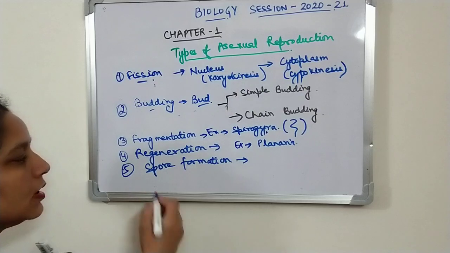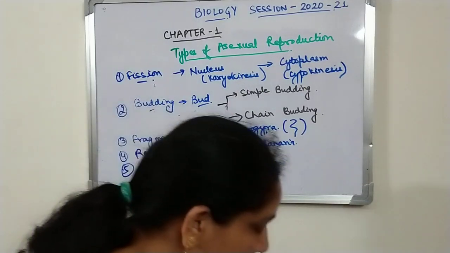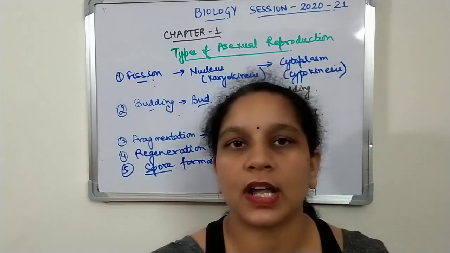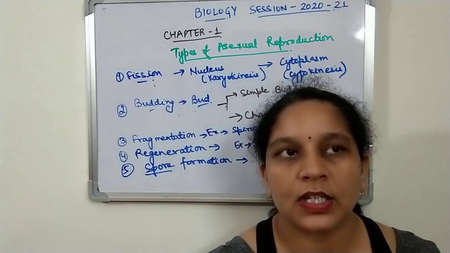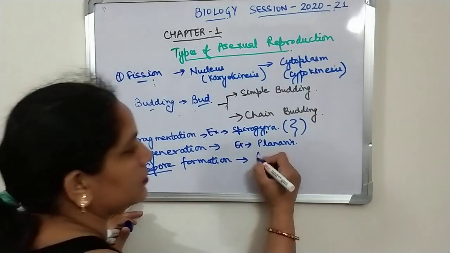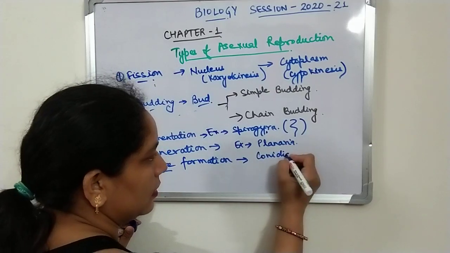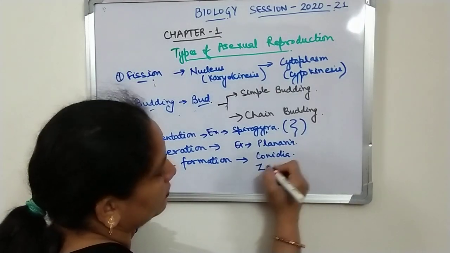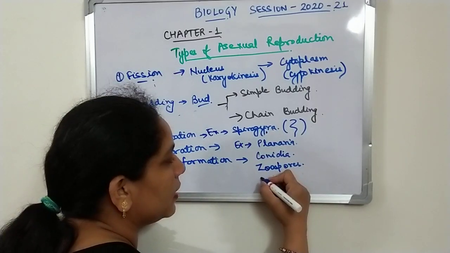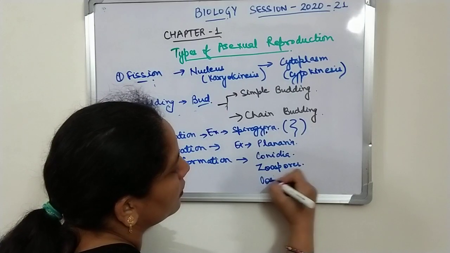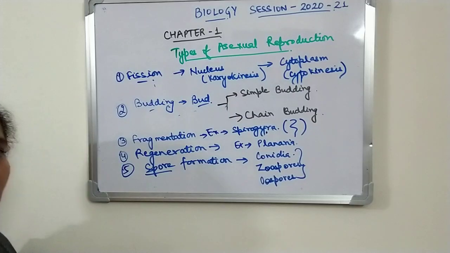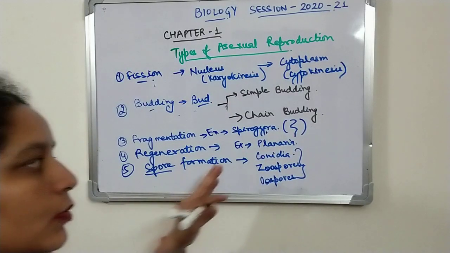What is spore formation? What are spores? Spores are the unicellular structures which are giving rise to the complete new organism. The spores can be of different types. They can be either conidia or they can be zoospores or they can be oospores. These are the different categories of the spores, and later we will discuss more about them.